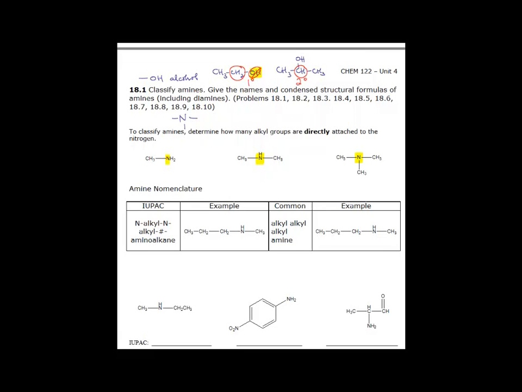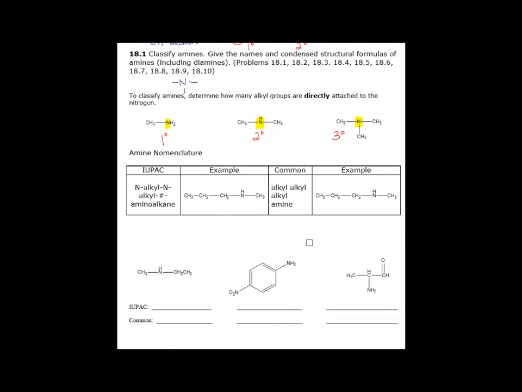So this nitrogen has 1 carbon, so it's primary. This nitrogen is connected to 2 carbons, so it's secondary. This nitrogen is connected to 3 other carbons, so it's tertiary. So be careful with classifying amines and alcohols. A lot of times students confuse one with the other, so whatever you have to do to remember it. Okay, now for amines, we're going to learn how to name amines.